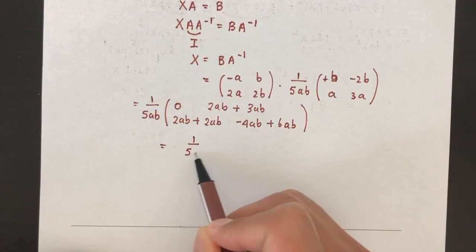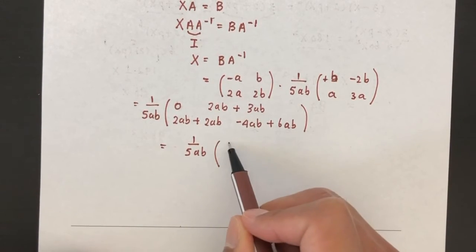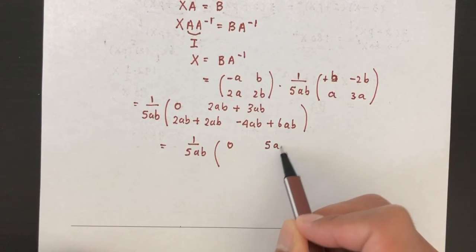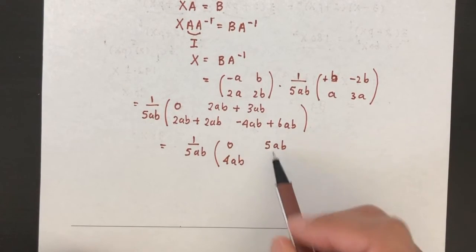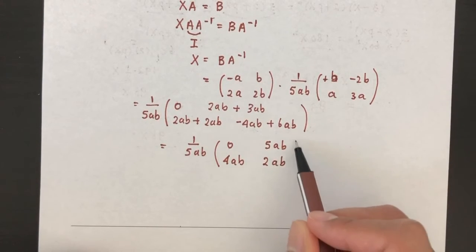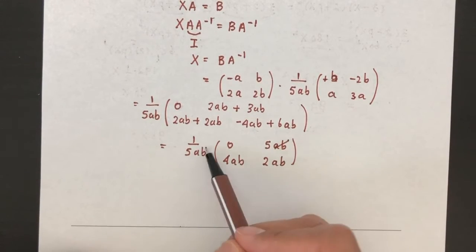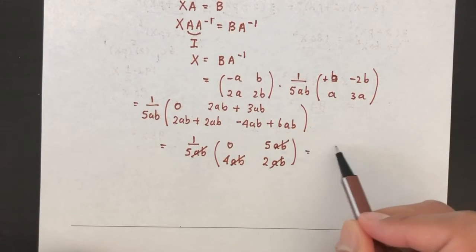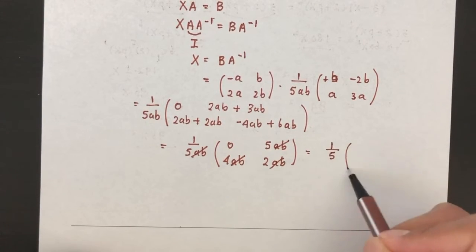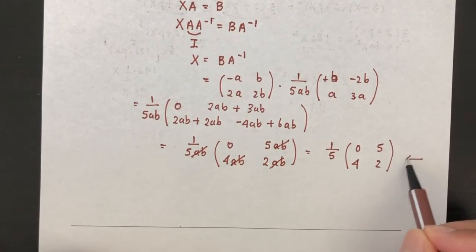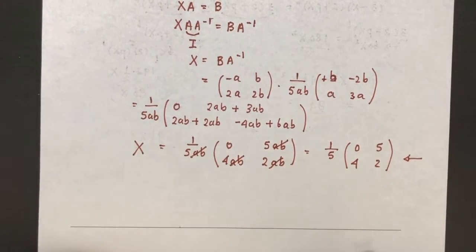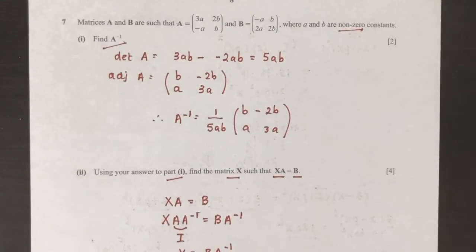1 over 5AB, that is 0, that is 5AB, that is 4AB, and this is 2AB. So AB cancels out. You will have 1 over 5, 0, 5, 4, 2. That will be your answer for your matrix X. And that is question number 7.